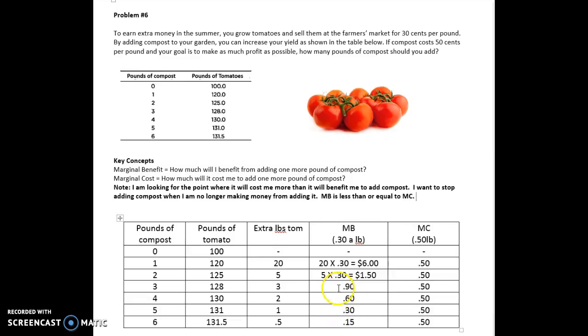Well, I see here that if I'm adding 3 pounds of compost, I'm still getting more marginal benefit than it's costing me. So I don't want to stop here. And then if I go down to 4 pounds of compost, I'm still getting 60 cents in marginal benefit and only 50 cents in marginal cost. But notice here, at 5 pounds of compost, I'm only getting 30 cents in marginal benefit, but it's costing me 50 cents. So the point that I want to stop at is 4 pounds of compost. I don't want to add any more past here.